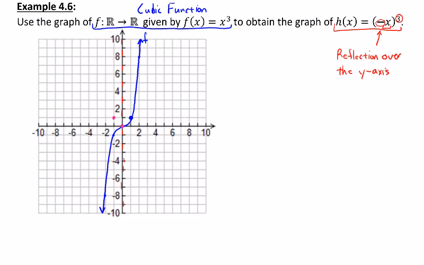Same idea would apply for my point at 2, 8. This point is exactly 2 units to the right. So if I reflect it, it's going to then go 2 units to the left, and that's going to put me right here at -2, 8. Apply the same idea for all the points that are in the third quadrant on f. Reflect them over into the fourth quadrant.